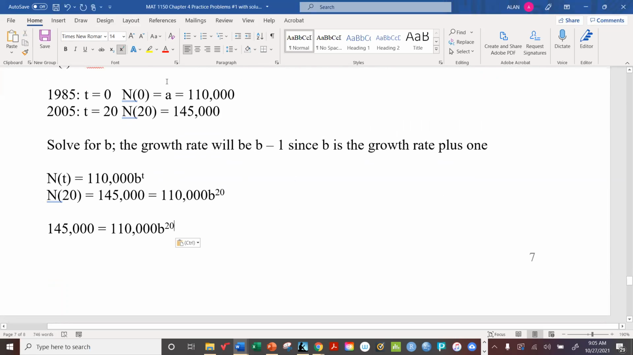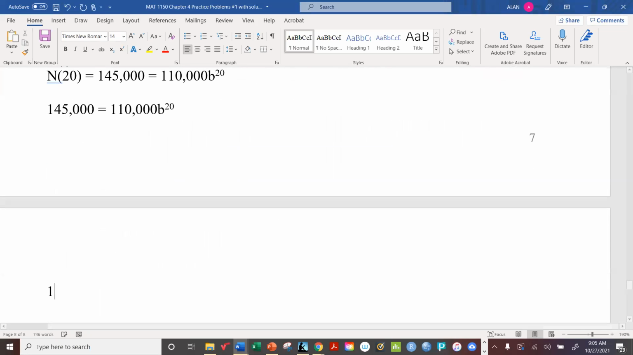So we're going to divide both sides by the 110,000. Actually, I might as well just do the division directly. 145,000 over 110,000 is 1.31818, let's say, which is b to the 20th power.